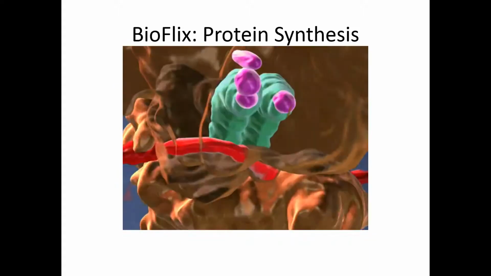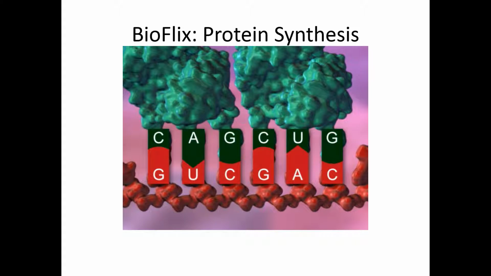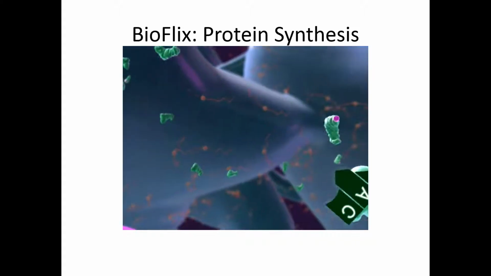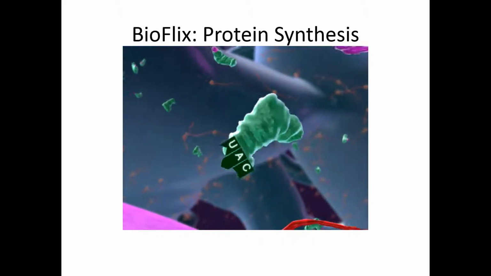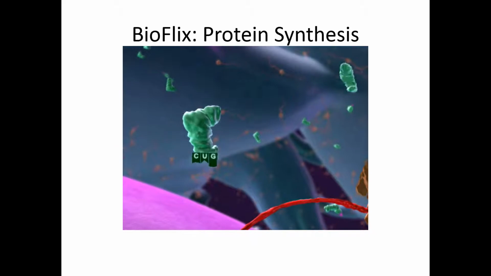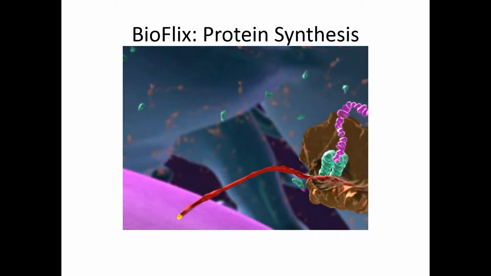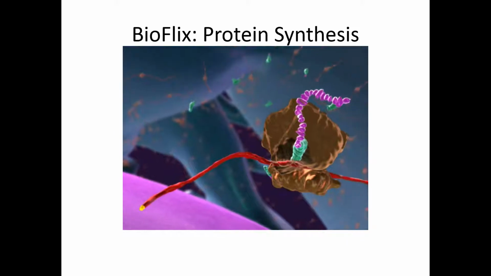Notice that one end of a tRNA molecule has a set of 3 bases called an anticodon that pairs with complementary bases on the mRNA. The other end of the tRNA carries a specific amino acid. Different types of tRNAs carry different amino acids. In this way, the message in mRNA is translated into a specific sequence of amino acids.